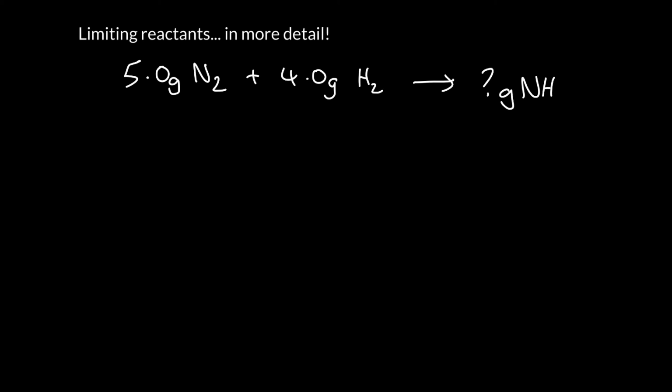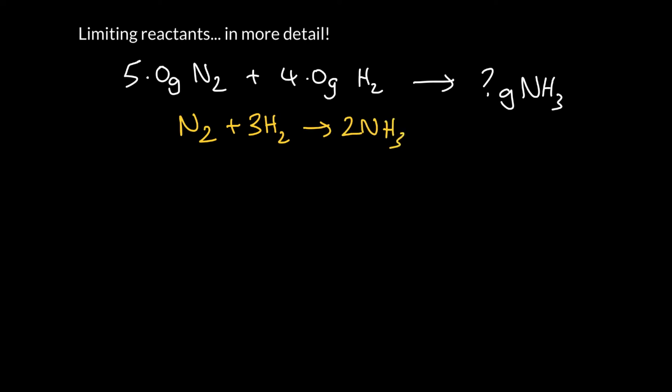Okay, so let's go with a more detailed calculation here, more of a typical calculation. Maybe you've got 5 grams of nitrogen gas and you react it with 4 grams of hydrogen gas. And the question is, how many grams of ammonia gas do we make? And in order to answer this problem, we need to have the balanced chemical equation. So nitrogen plus 3 hydrogen goes to 2 ammonias.